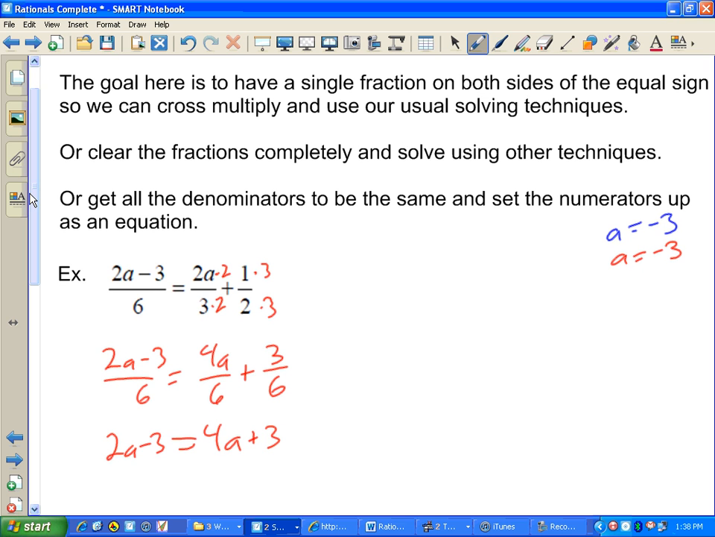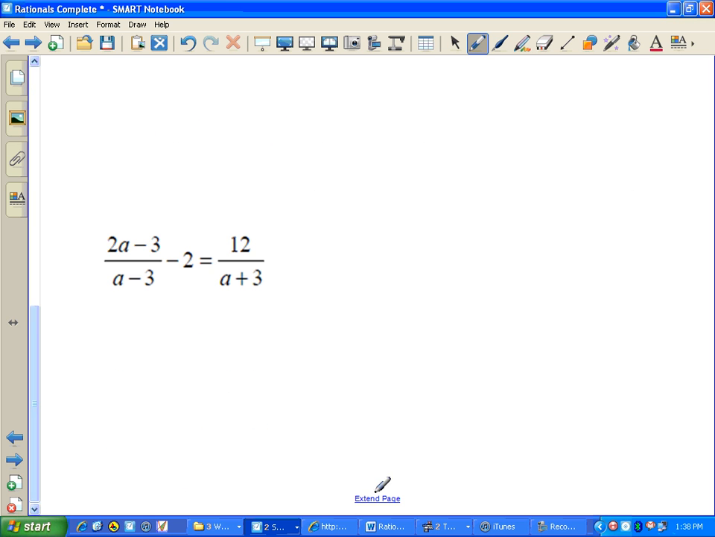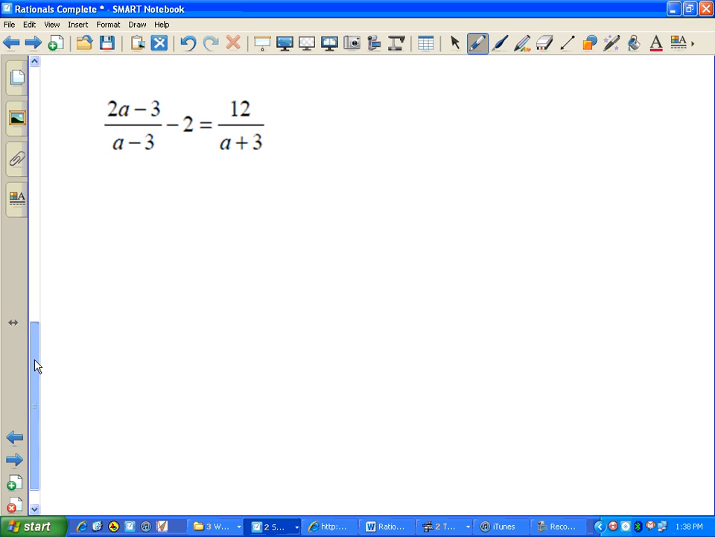So you can pick any method you want. Sometimes it might depend on the problem that you're trying to solve. But all three of these will work anytime. So let's do an example more like what I'm going to expect from you. We've actually got some rational functions.